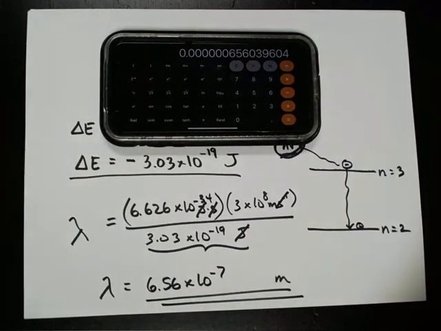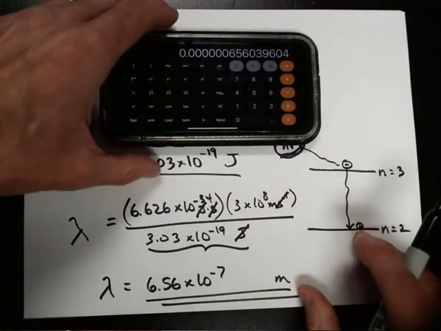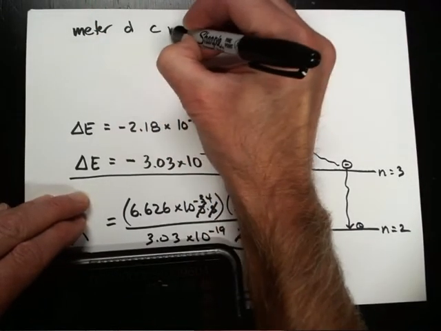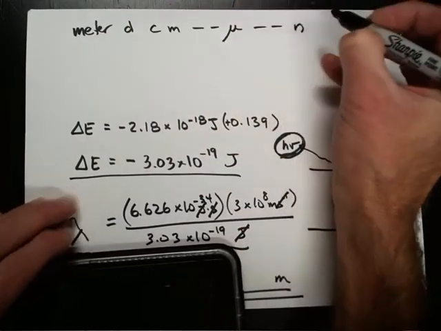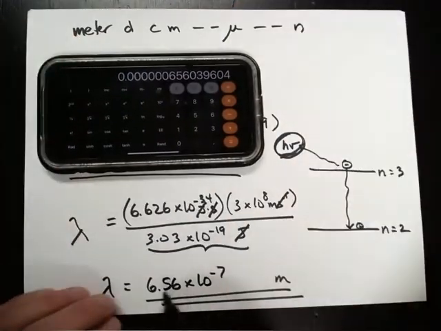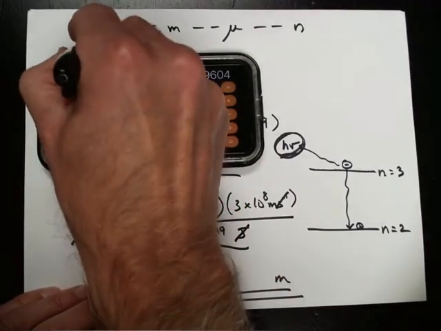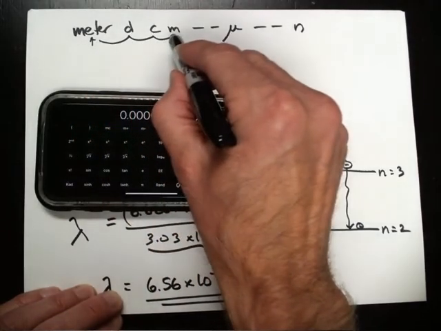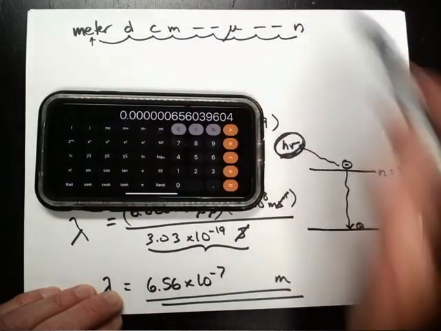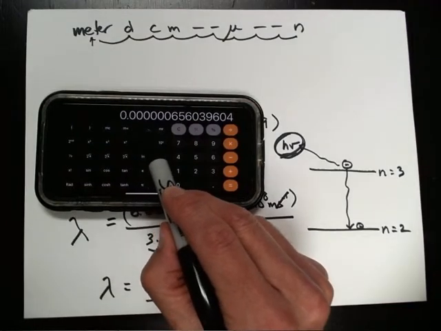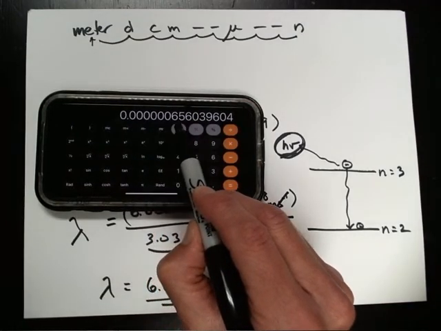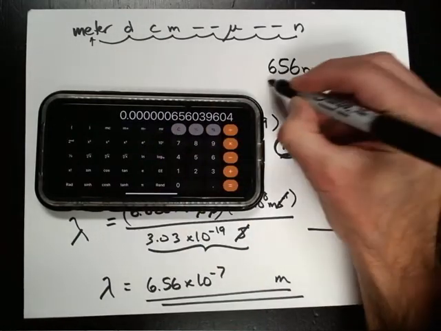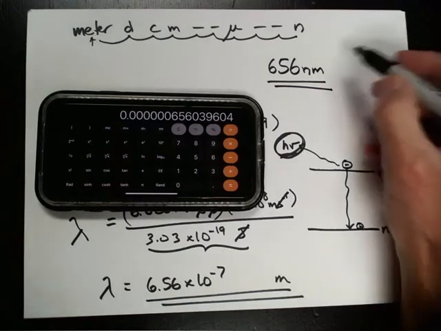What's that value in nanometers? Well, once again, if we go through the process, let's do that up here. Our base unit is meter. Deci, centi, milli, micro, nano. We have this value starting here at the meter. We want to convert that to nanometer. I've got to move 9 spaces. Remember, 1, 2, 3, 4, 5, 6, 7, 8, 9. So I'm going to move my decimal 9 places. That's 656 nanometers. Boy, that number's familiar, isn't it?